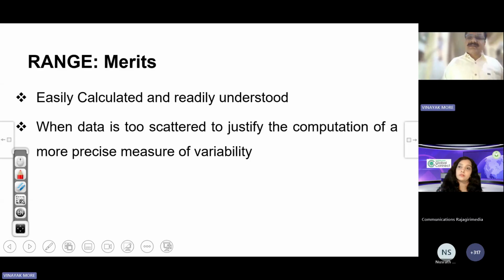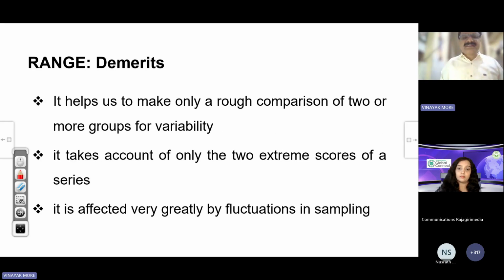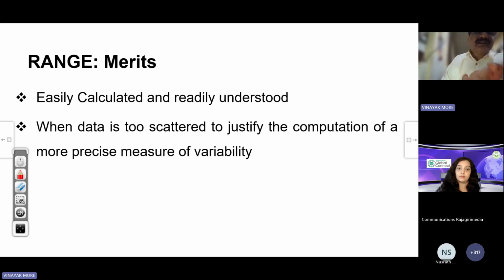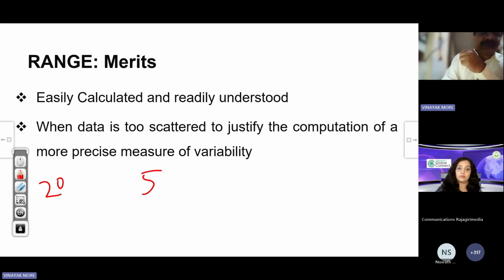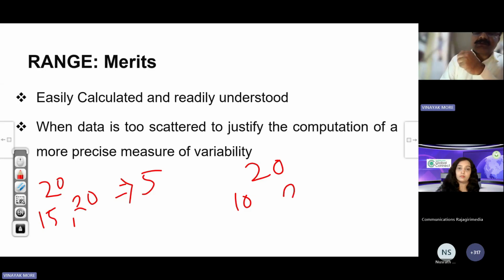It is easy to calculate. When data is too scattered to justify computation, a more precise measure of variability is needed. Why is it important? For example, there is division A and division B, and division A's range is say 5. The question paper is out of 20 marks. The lowest scorer is say 15 and the highest scorer is 20. Then obviously the range is 5. Again, there is division B. Again, a 20 mark test is conducted. The lowest scorer is 10 and the highest scorer is, say, 20. Then you can see the range is 10.